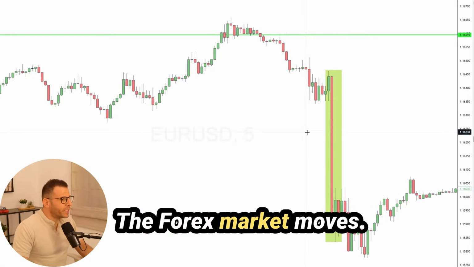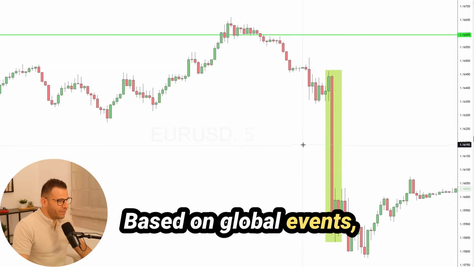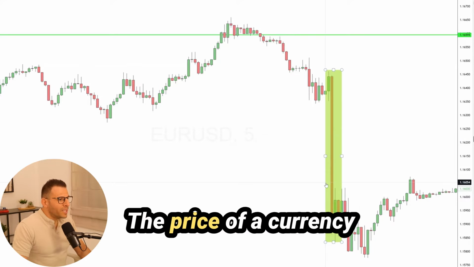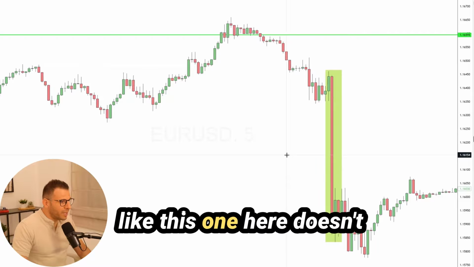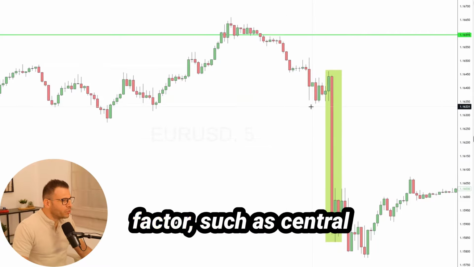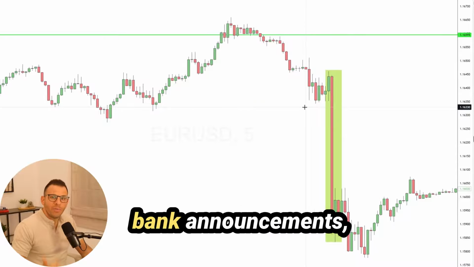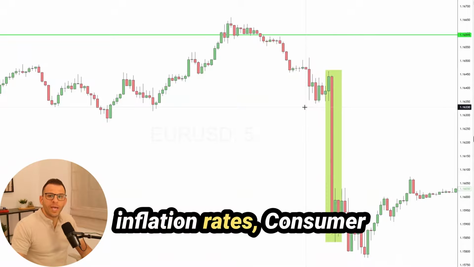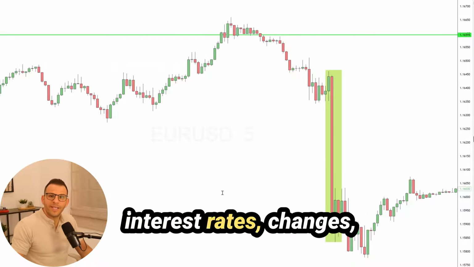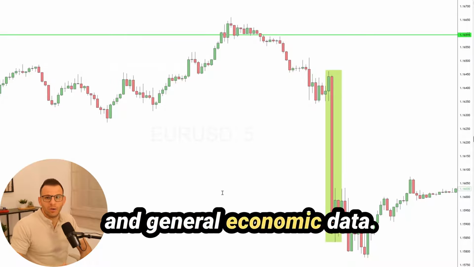The forex market moves based on global events, and this is something most beginners don't realize. The price of a currency, like this one here, doesn't change randomly. It moves in response to factors such as central bank announcements, inflation rates, consumer price index or CPI reports, interest rate changes, and general economic data.